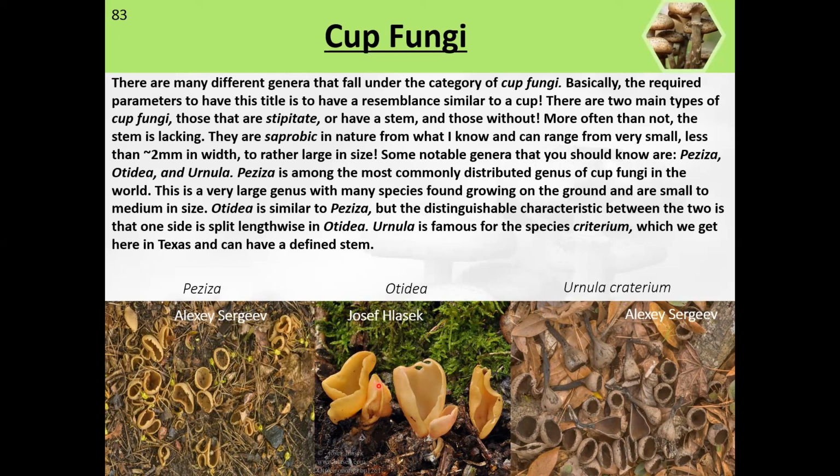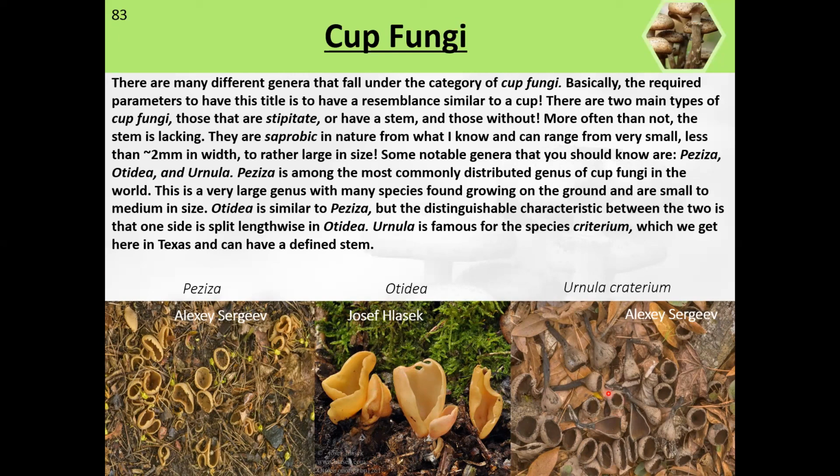So instead of having the full cup, it's like a half cup, split lengthwise. And then this one's Ernula craterium. And this one's really cool because there's two different kinds of cup fungi: there's the stipitate ones, and then there's the ones without the stem, right?